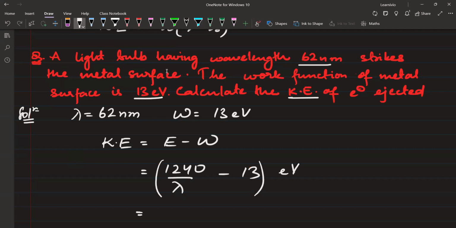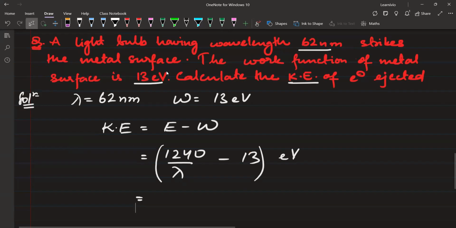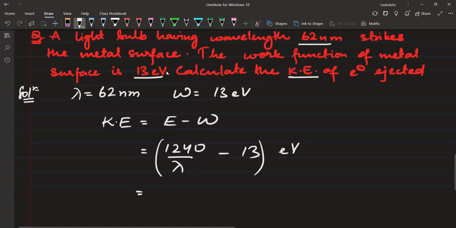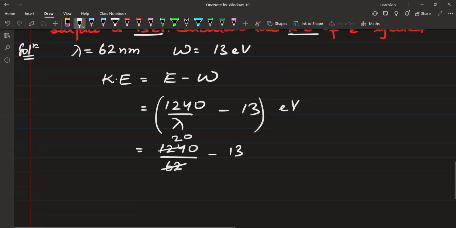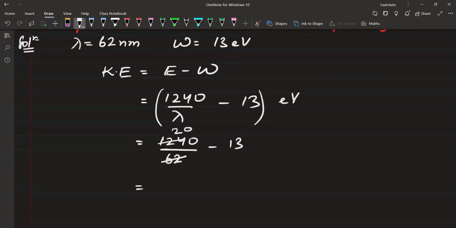Now this will be equal to 1240 divided by lambda. What is lambda? 62. We are not going to write nanometer because this formula already has that nanometer in itself, right? Minus 13. So 62, I think, will go by 2, right? 20. So we will get 20 minus 13 will be 7 electron volts, which will be the kinetic energy.